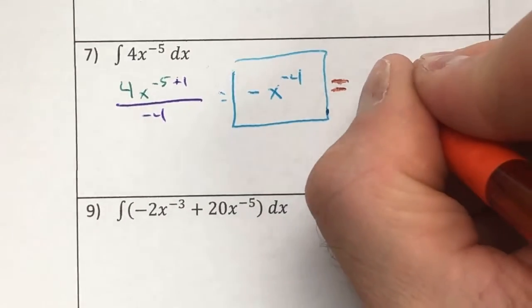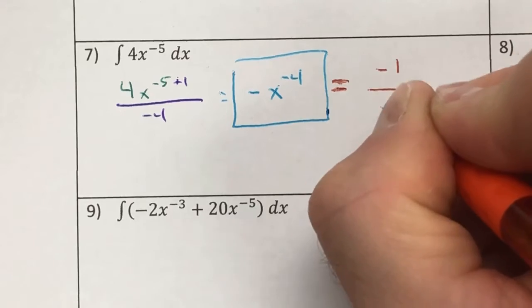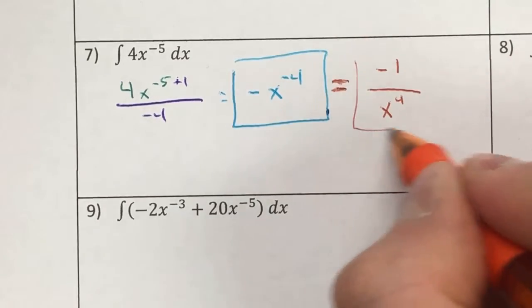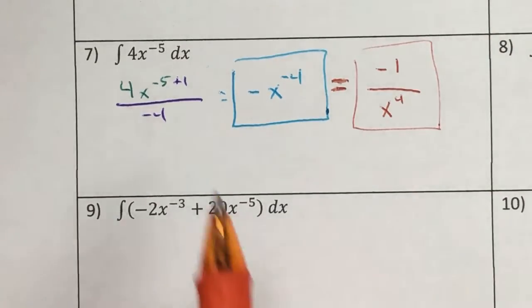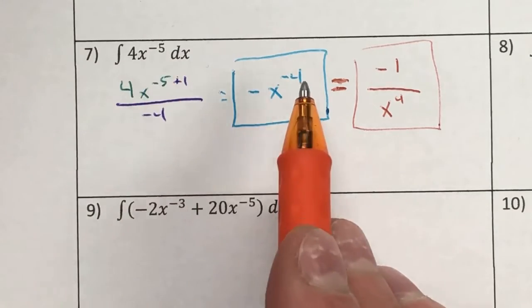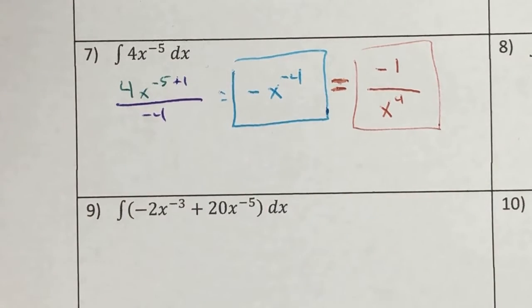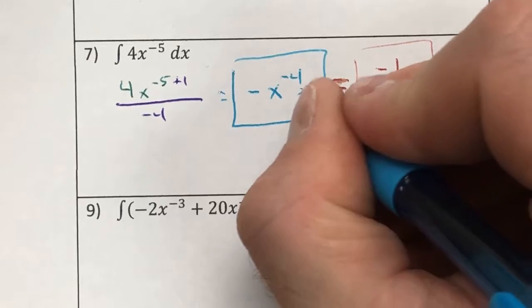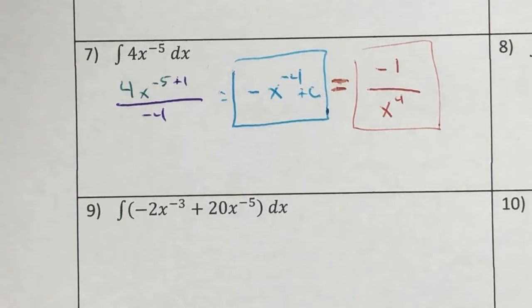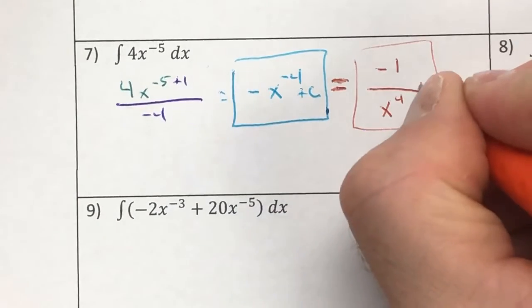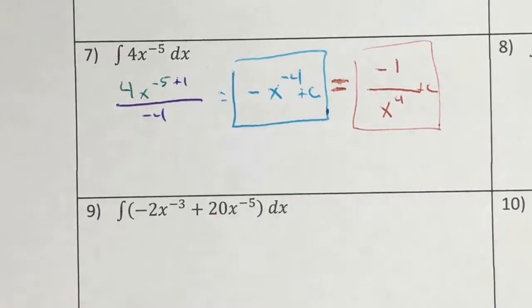I could say this is a negative 1 over x to the 4th. I could also accept that as an answer. But because the original problem was given to us with a negative exponent, we can put our final answer plus c as a negative exponent.